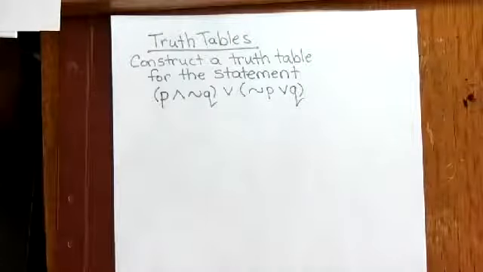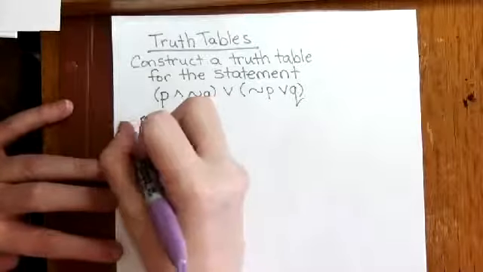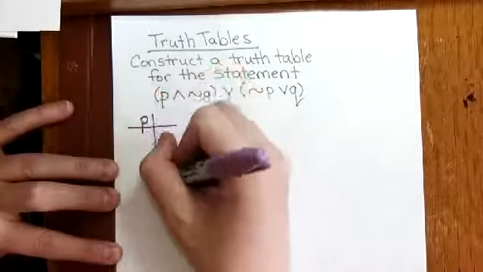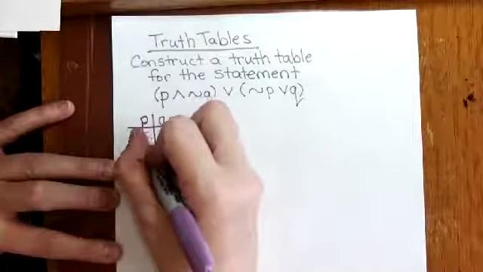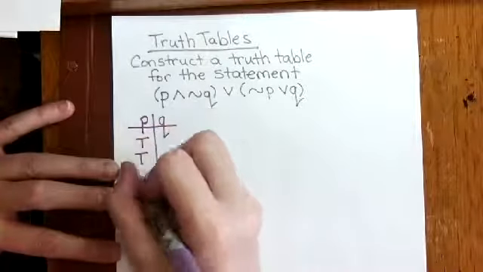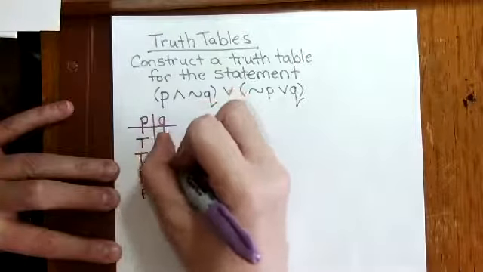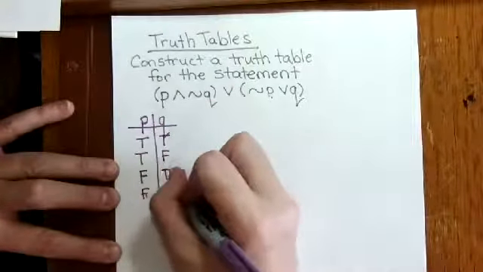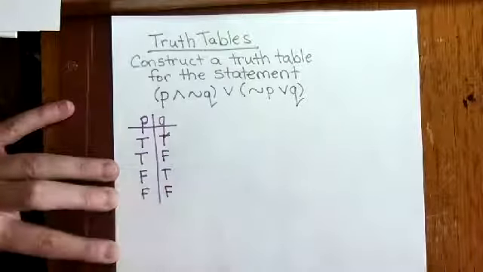All right, let's construct a truth table for the statement P and not Q, or not P or Q. We'll start with columns P and Q using the tradition TT, FF, TF, TF to represent all possible outcomes of P and Q.